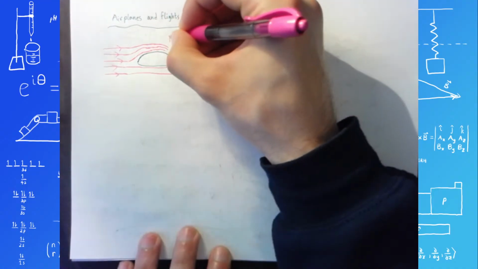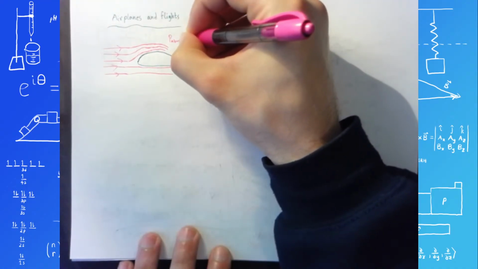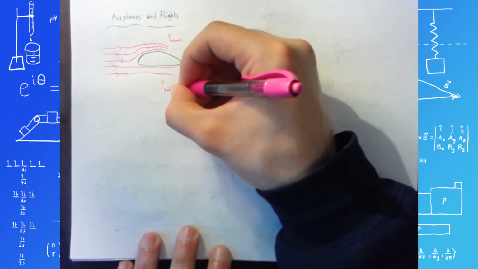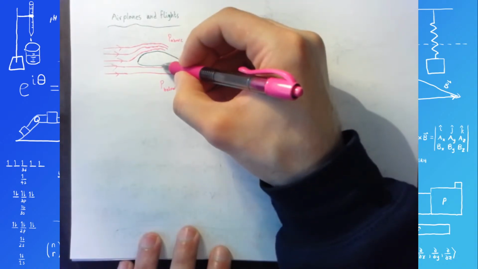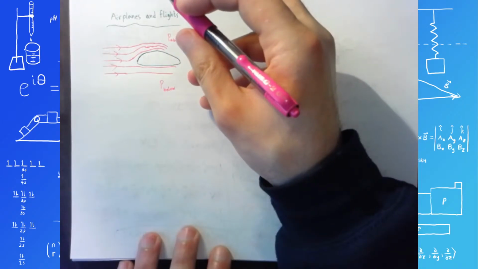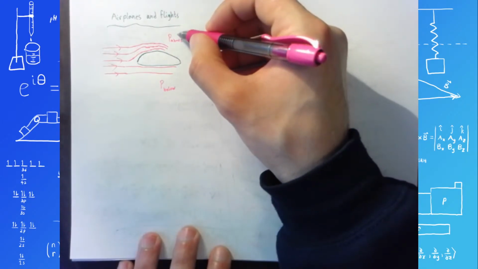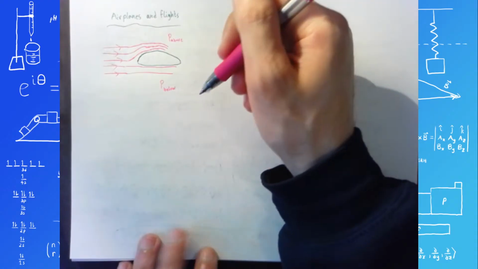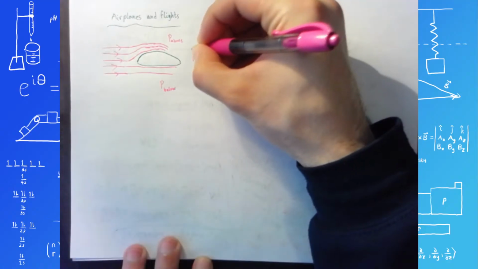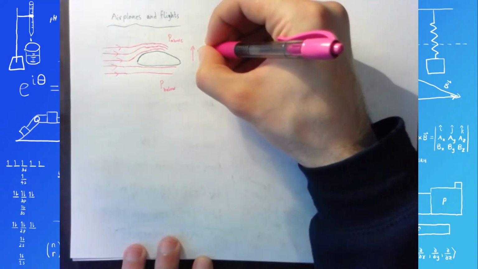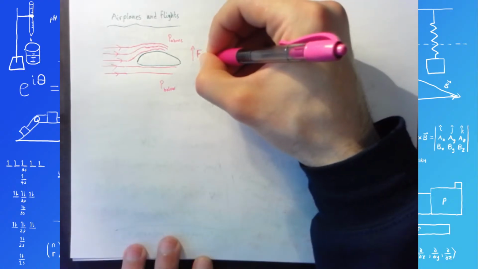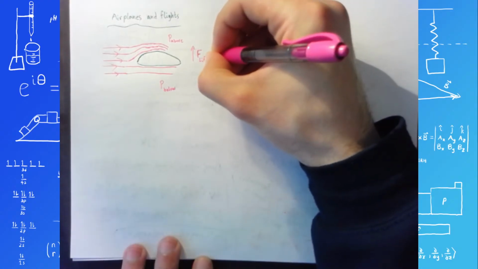That means pressure above is lower than the pressure below. So the force that the air exerts from below the wing is going to be greater than the force that the pressure exerts from above the wing. That's going to create a difference in force, and this difference in force, we call it lift.